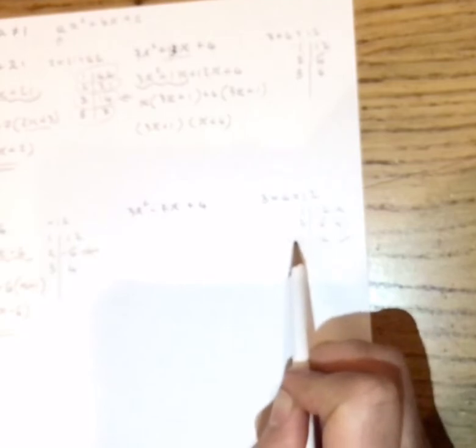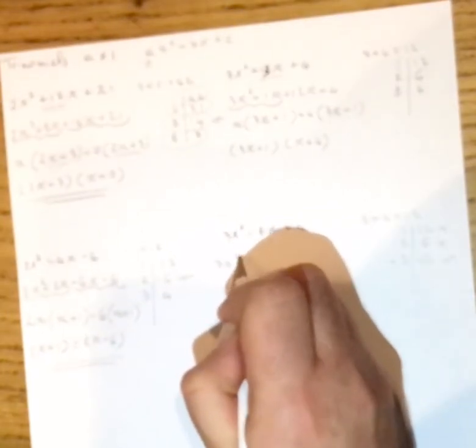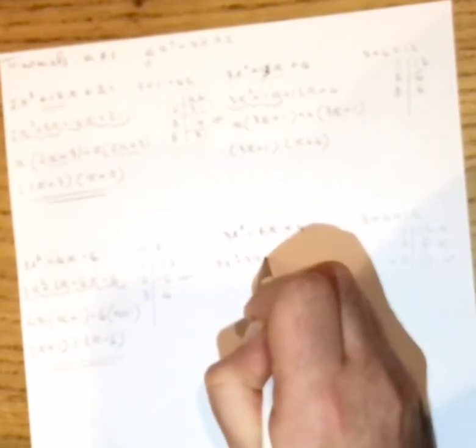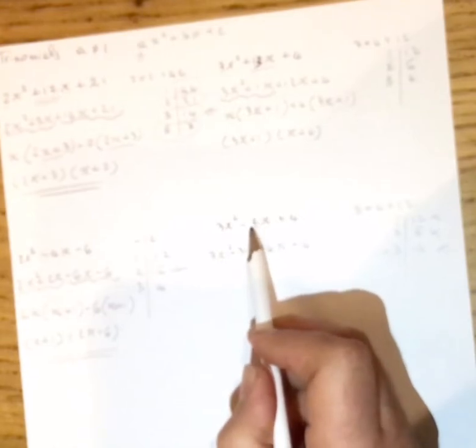I need to make a minus 7, so they both have to be negative. So when you add them together, you get minus 7. When you times them together, you get positive 12. Now, so let's replace minus 7x with minus 3x and minus 4x, plus 4. So all I've done is replace this with minus 3x and minus 4x.